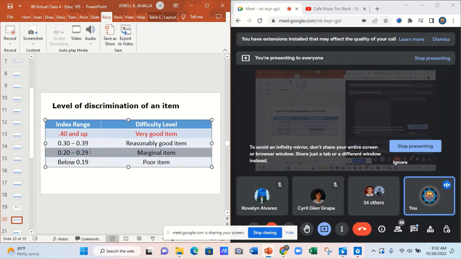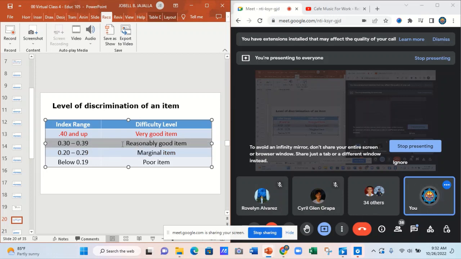Now, we regard something as marginal item if its discrimination index is 0.20 to 0.29. That is a marginal item, no? And that already has the ability to properly determine kinsa tong members sa upper group and members sa lower group on the other side. Then for the third one, we have here the reasonably good item.